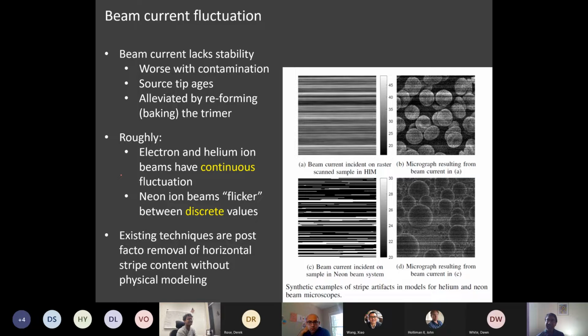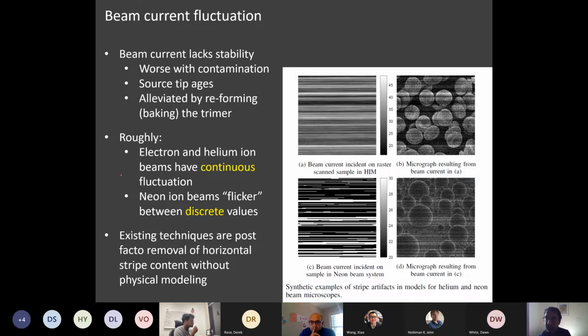But for our purposes, let's just say that electron and helium ion beams can have continuous fluctuations in beam current, and neon ion beams can have discrete jumps in beam current. Again, I don't want to overstate my expertise in the slightest, but my understanding is that the lack of stability of the beam current is a major reason for the slow adoption of neon ion beams. A neon ion beam will tend to jump between a few discrete stable states, and that creates some kind of a flicker.